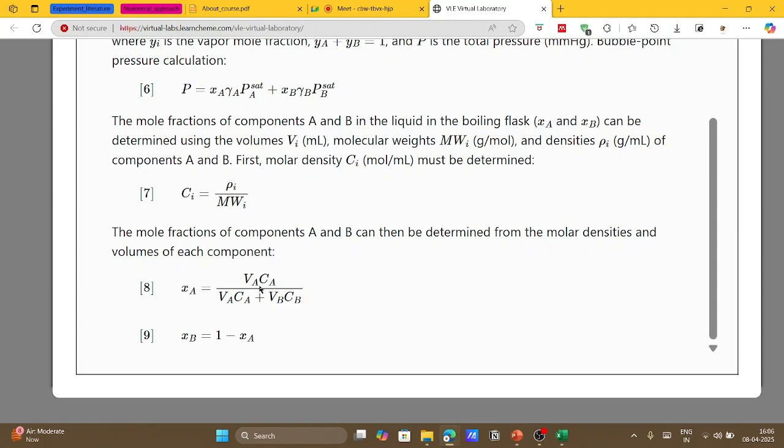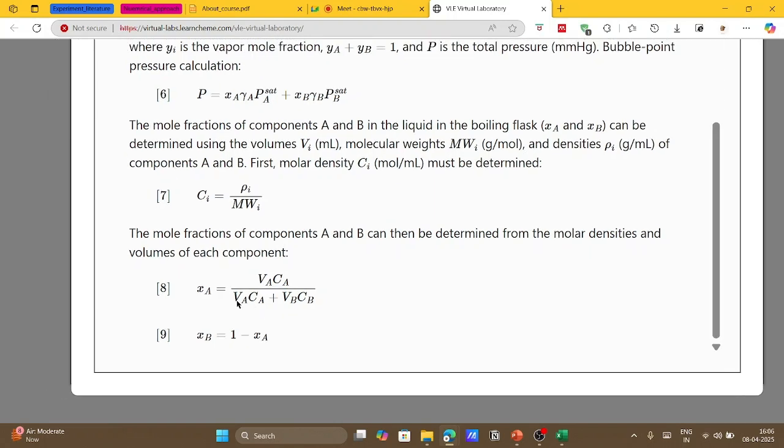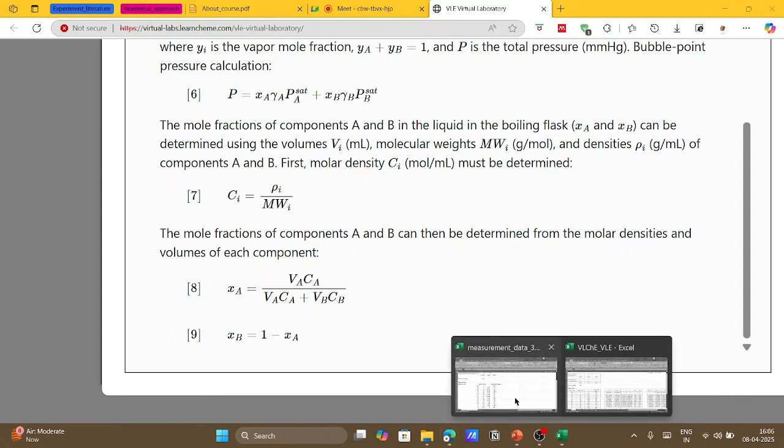So molar density Ca and Cb we computed. Now we know the volume of A and volume of B in the boiling flask. Molar density is number of moles per ml. So from that we find the moles of A: Va into Ca will give the moles of A, and Vb into Cb will be the moles of B. The summation of that is the total moles. So mole fraction will be moles of A divided by total moles. This is how you compute XA and XB, right?